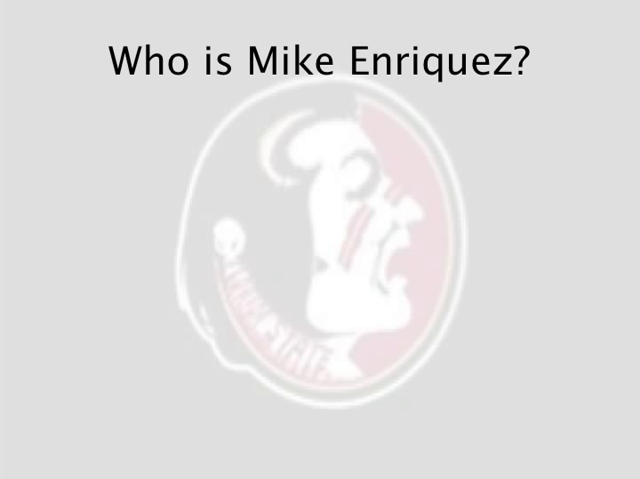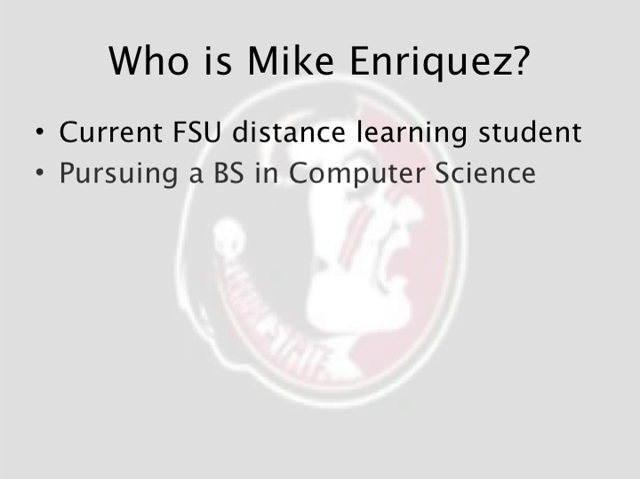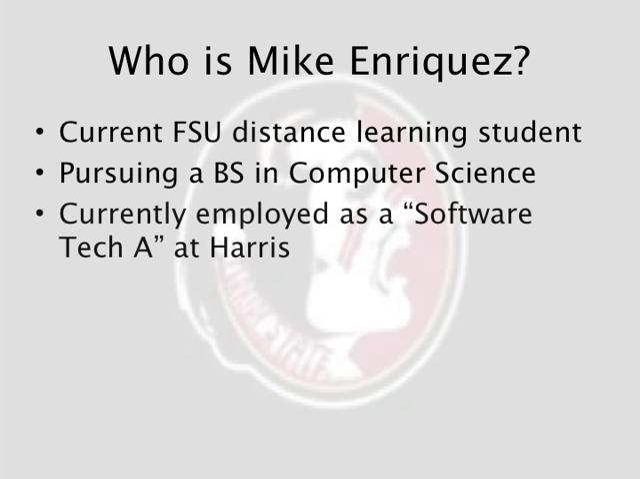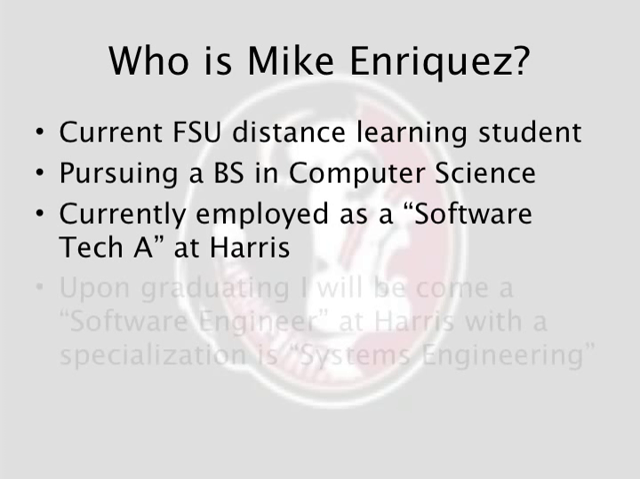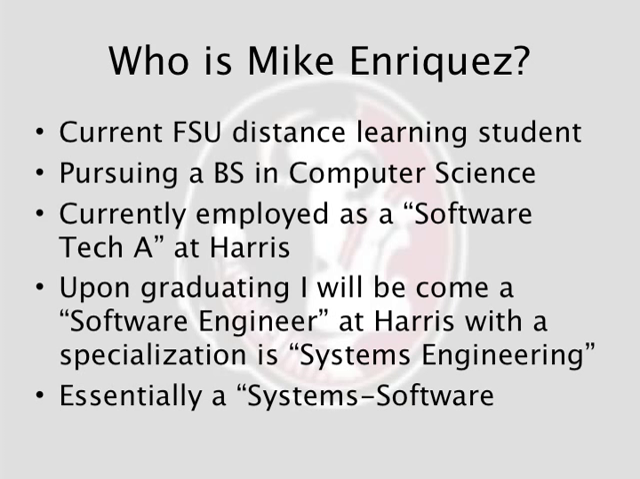I'll start off with a little bit about myself. Like I said, I'm currently a FSU distance learning student. Basically means I'm online, pursuing a Bachelor of Science in Computer Science. Currently employed at Harris as a Software Tech A. Upon graduating, I will become a software engineer at Harris with a specialization in systems engineering, essentially making me a systems software engineer.